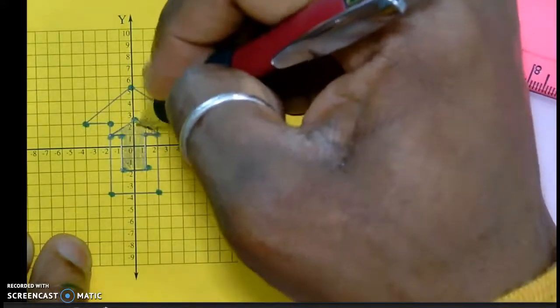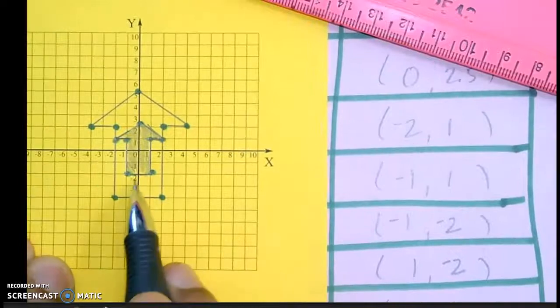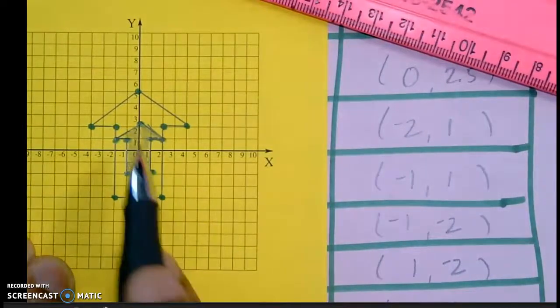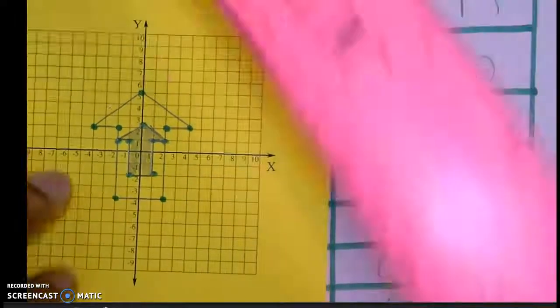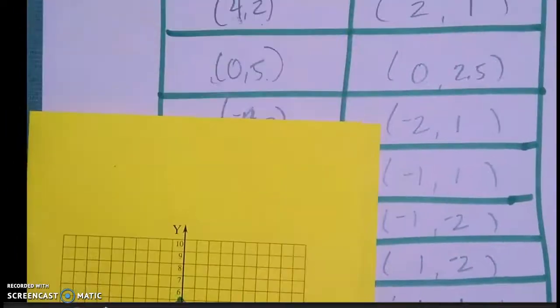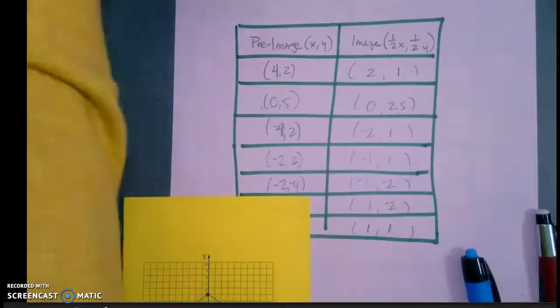So once I shade this in, we can now see how this particular shape is a dilation. It's a reduction of my pre-image, the new one being your image. And that's pretty much a simple version of how to actually graph a dilation. You're simply going to use your scale factor to assist you.